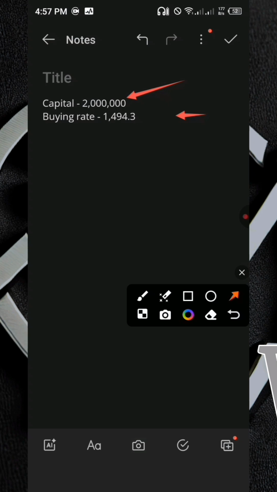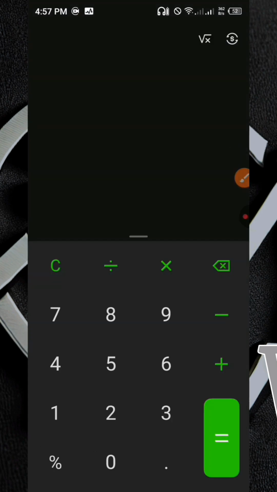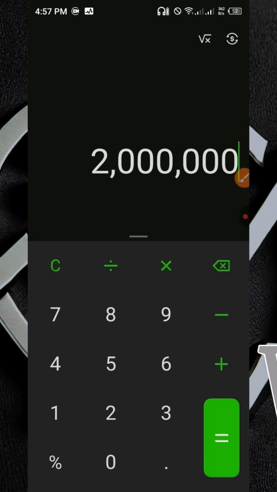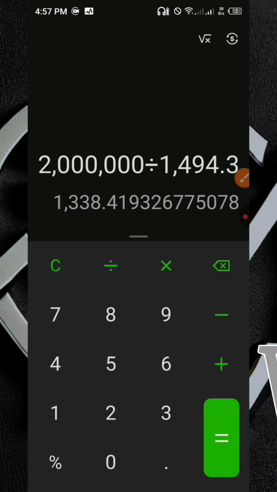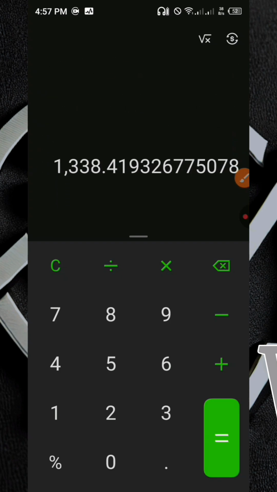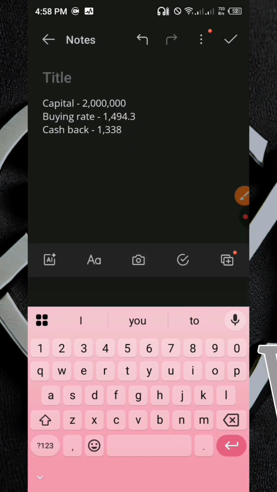So guys, now we know that our capital we're going to use is 2 million naira, and we're going to be using a buy rate of 1494.3. Now let's find out how many USDT we're going to be getting back if we use this amount of capital. So you come to your calculator and divide 2 million naira by 1494.3, which is our buying rate. So guys, as you can see, our total cashback is going to be 1338.4 USDT. So I want us to write this also.